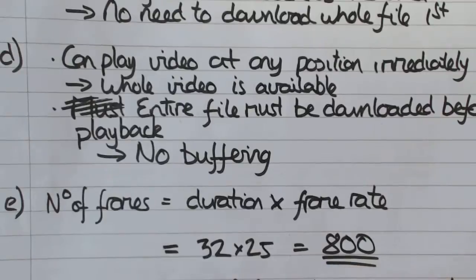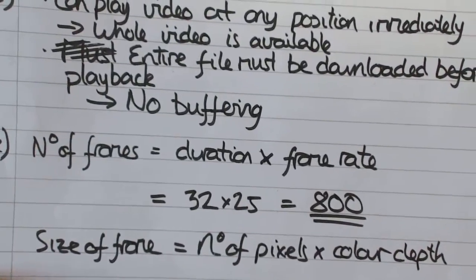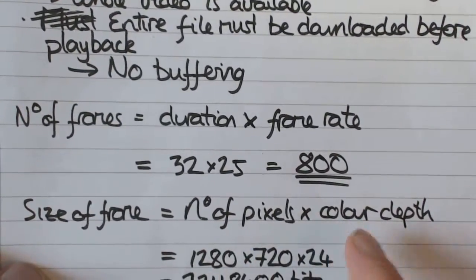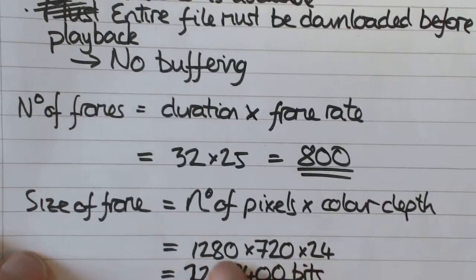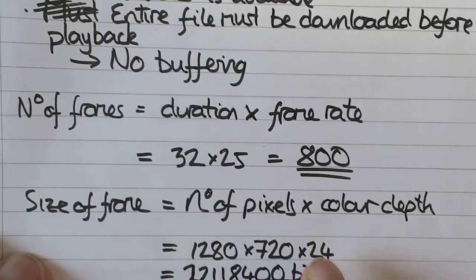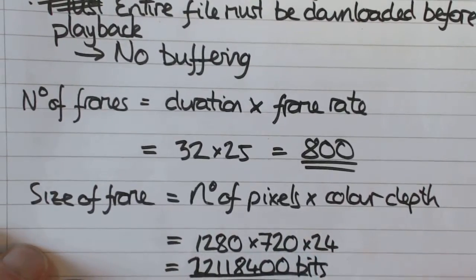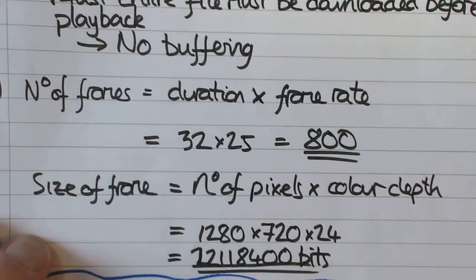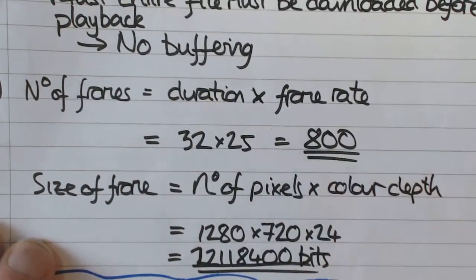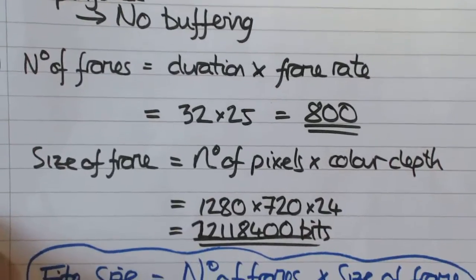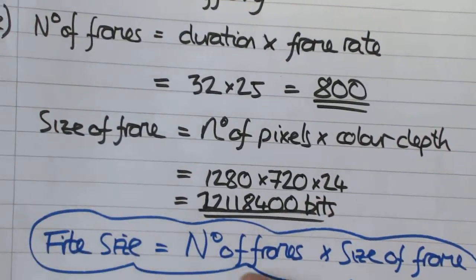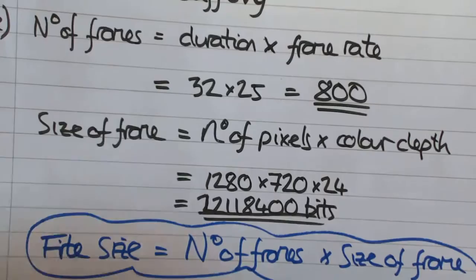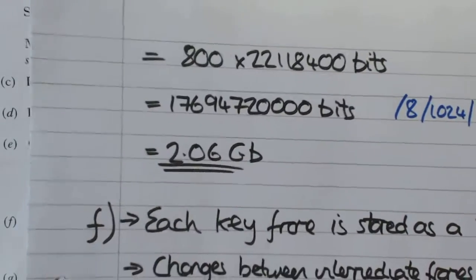So in this video, there's 800 frames. We then look at the size of frame, it's just the number of pixels times the colour depth, and again, that's the dimension of the actual frame, or the image as it were, times the colour depth. So each pixel requires 24 bits, so remember that's true colour. So that's the size of one frame, and you've got 800 of them, so all you do to get the size of the actual file is number of frames times the size of the frame.